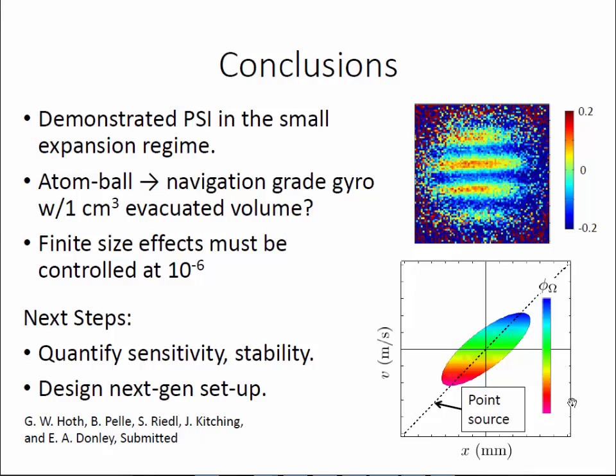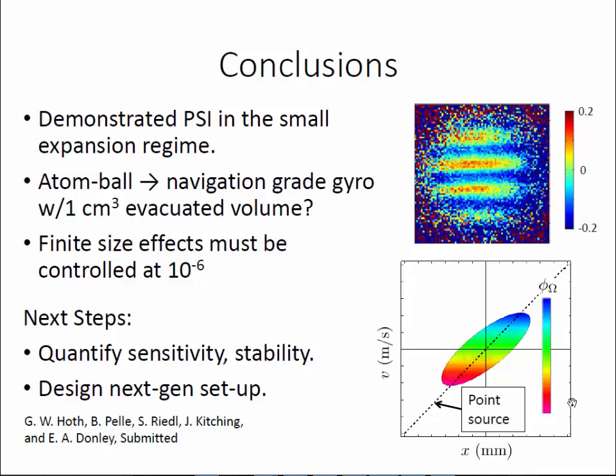So to wrap up the talk, I think the main conclusions that we can draw from our work so far are that you can see these spatial fringes even in the regime where the cloud has expanded by about a factor of 2. We are still optimistic that you can get interesting sensitivities, sort of navigation grade sensitivities, with this single atom source setup. But one of the main conclusions that comes out of this work is you're going to have to pay careful attention to these finite size effects.